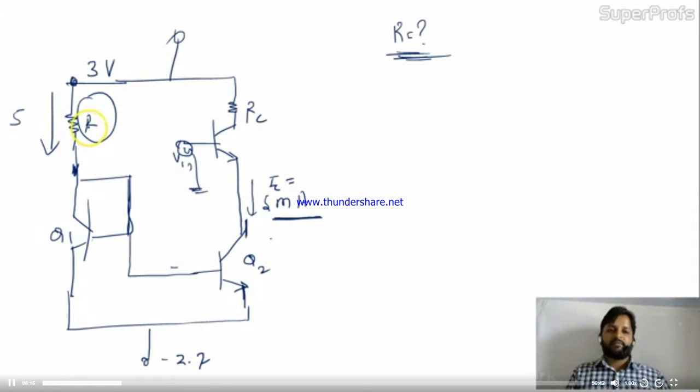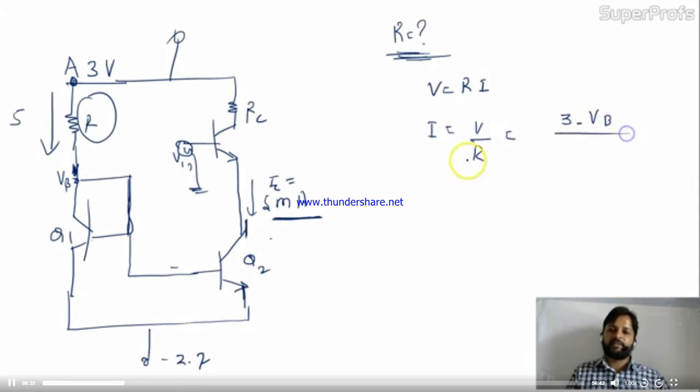Are you getting it? For the R, this is the current and we know V equal to Ri. I is nothing but V by R. V is the potential difference. So at this point A, the potential is 3. What about this point, VB? So 3 minus VB divided by R we have to find out, and the value of current is given, 5 milli. Now the question is, what is VB? See friends, this is 2.7 given.